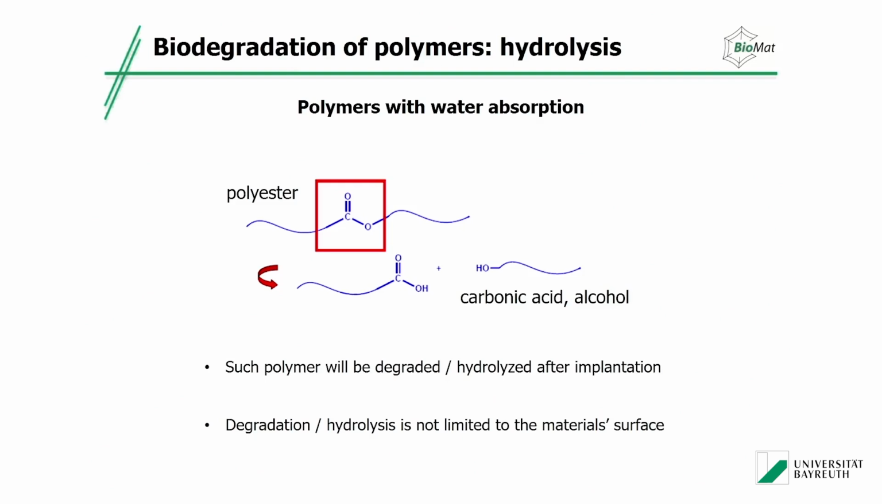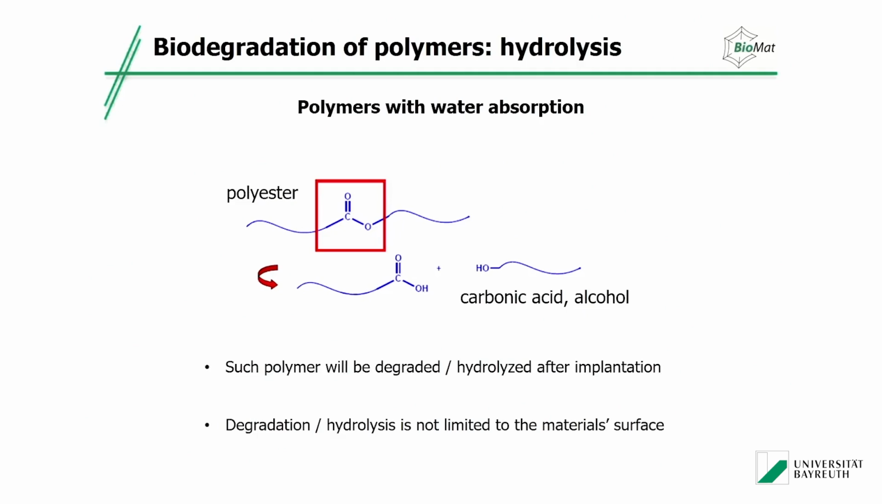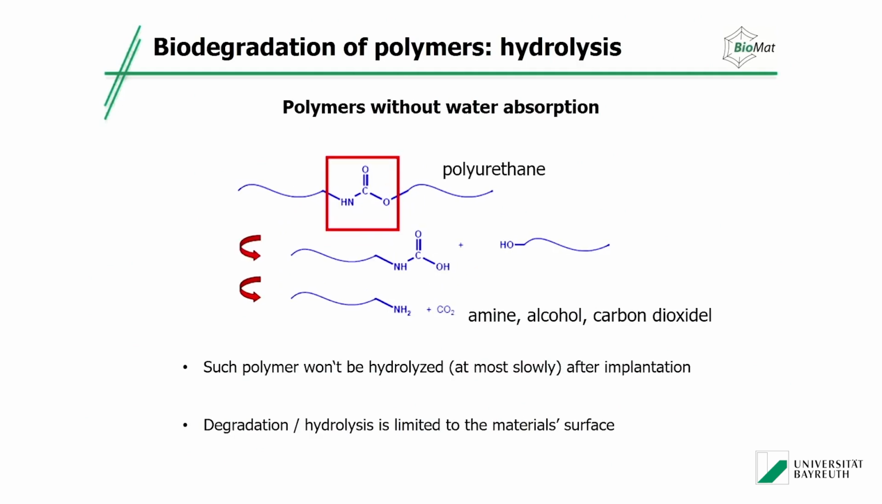This is the polyester group, and when we actually make a hydrolysis here, we get the carbonic acid and the alcohol, which means this polymer will be degraded after we implant this in the human body. And the fact also is with the polyester, the degradation or the hydrolysis will not be just limited to the material surface, so we'll go step by step. Once the first layer is gone, the next layer will be hydrolyzed, and it goes deeper and deeper and deeper because this has always a good polarity and a good water interaction.